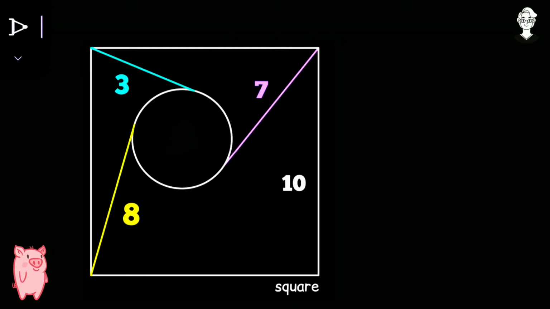So today we have a very beautiful geometrical question. The beauty of this question you can see on the screen. There's a circle placed inside a square, and from three corners of this square you draw three tangents to this circle. The lengths of the tangents are 3, 7 and 8, and the side of the square is given, that is equal to 10. All you have to do is find the radius of the circle. So let us see the solution.